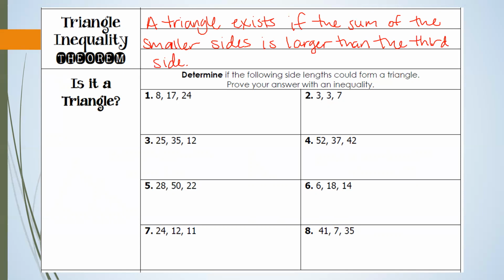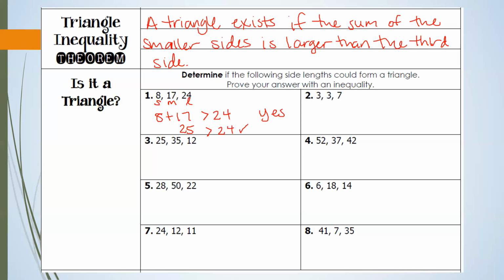Okay, so in number 1, let's determine if this triangle actually even exists. So we need to find our small, medium, and large sides. So 8 is the small side, 17 is the medium, and 14 is the large side. Right, because 8 is smaller than 17, which is smaller than 24. If you add the small and the medium side together, they have to be greater than the larger side for that triangle to exist. So 8 plus 17 is 25. 25 is greater than 24, that's true. So this triangle does in fact exist.